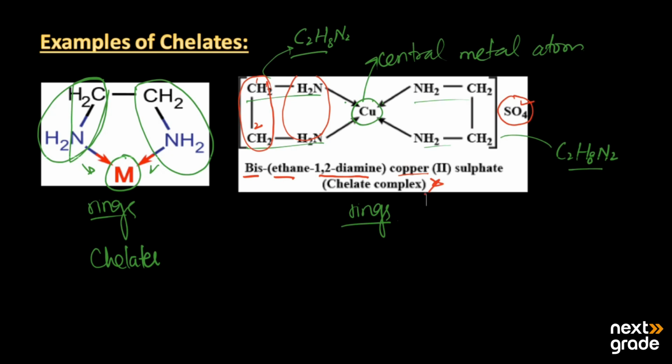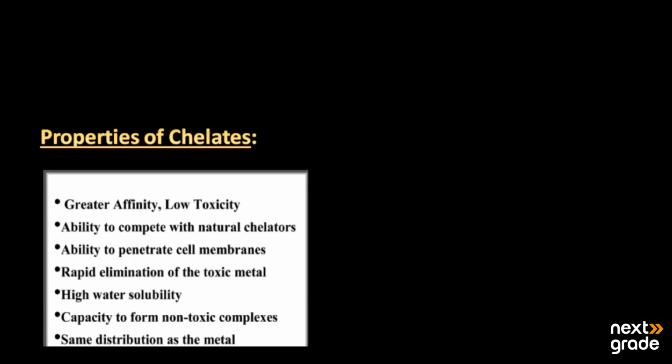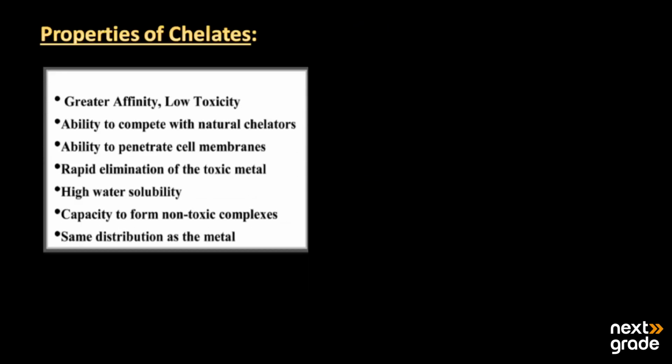Now, what are the main properties of chelates? Number one, they have greater affinity, which means they are attracted towards electrons. They have low toxicity, which means they are not toxic. They have the ability to compete with natural chelators. There are also some compounds present in nature that make chelates, and chelates can compete with the properties of these natural chelators.